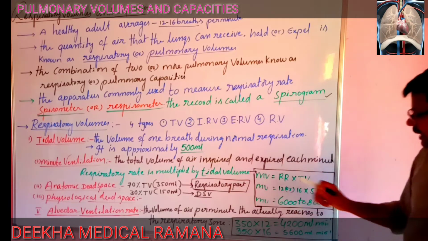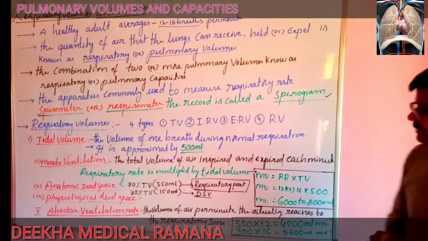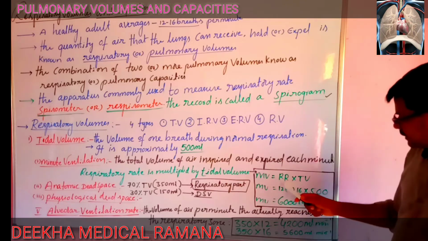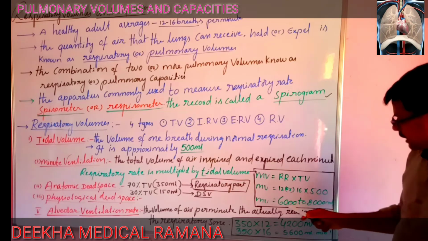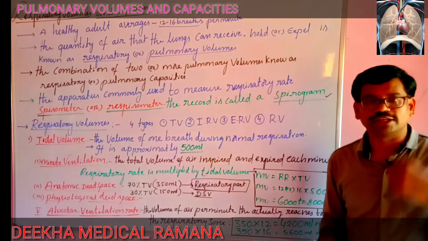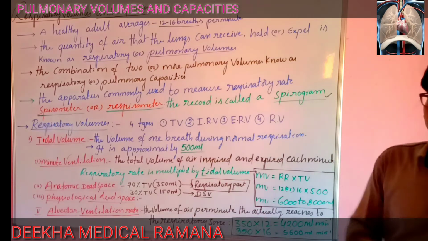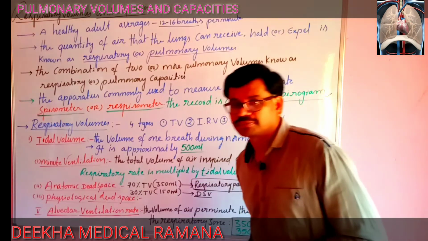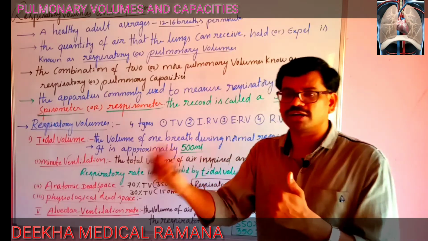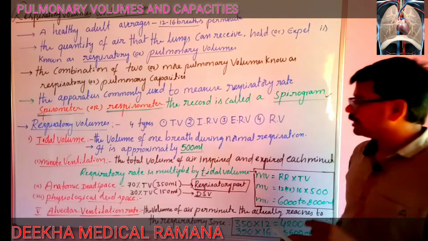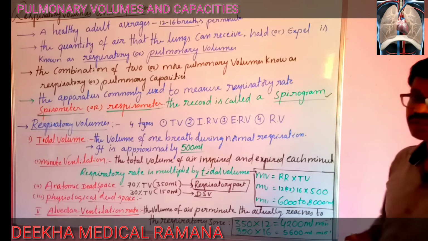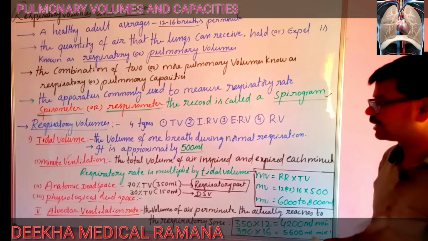If the respiratory rate is 12 or 16 breaths, that means 12 or 16 times per minute, and the tidal volume is 500 ml. If it is 12 times, that gives 6000 ml. If it is 16 times, there is 8000 ml of air inhaled and exhaled within the minute. So you calculate minute ventilation by multiplying respiratory rate by tidal volume. A person can breathe 6,000 to 8,000 ml of air per minute.